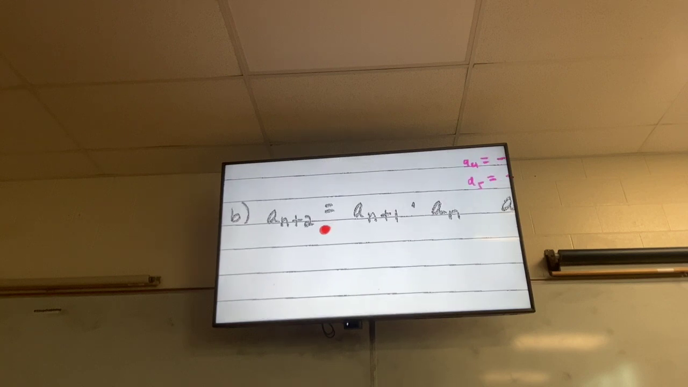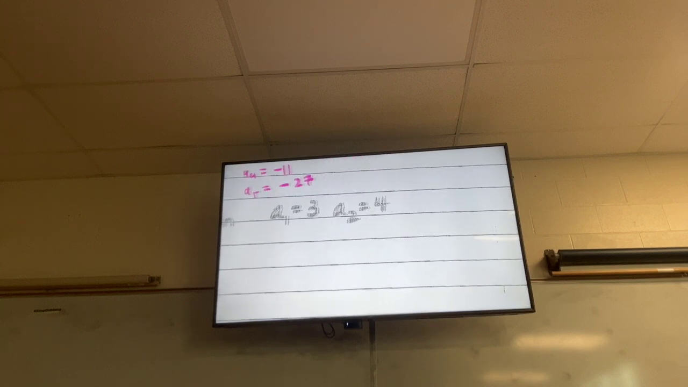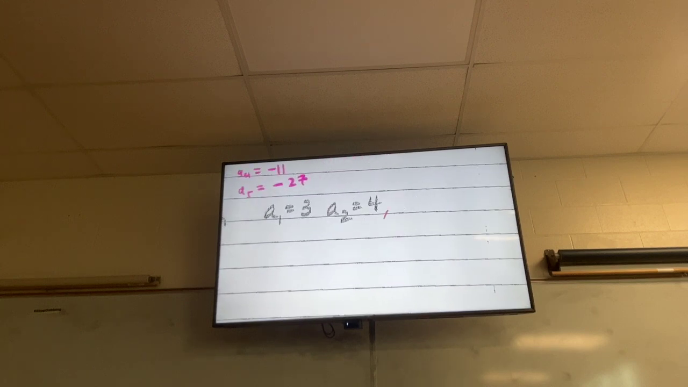So with this, what's happening here is, to get the next term in the sequence, I have to take the previous 2 terms and multiply them together. Okay? So they give me the first 2 terms here. What's my next term going to be? What's a sub 3 going to be? Plug in 4, No. What's a sub 3 going to be? 12.